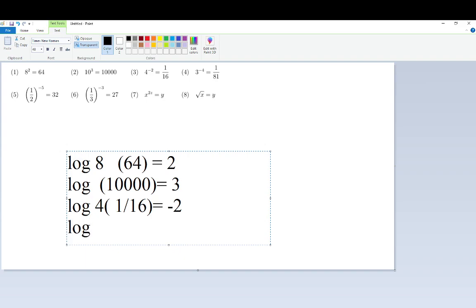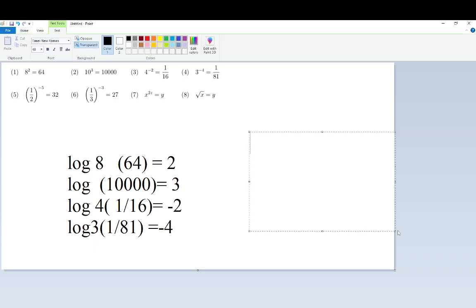So log base 3 of 1 over 81. What do I put over 3 to get 1 over 81? Minus 4. Sometimes the logs are hard to see, but the result isn't. So log base a half of 32. What do I put over a half to get 32? The answer is minus 5. A half to the negative 5 makes 32.